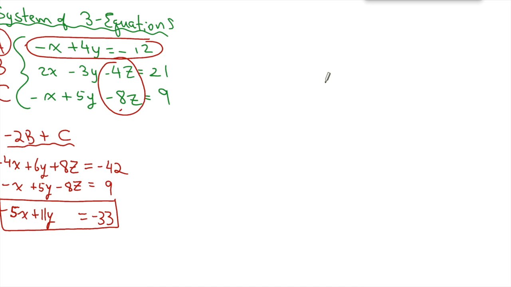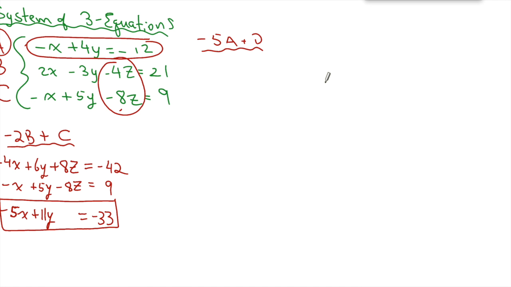So when you're looking at D and A, what letter do you want to get rid of? The X. The X would probably be easier than the Y, because this is a negative 1x and this is a negative 5x, and it's really easy to make a negative 1 into 5. Alright, so what do I want to do to A? Multiply by negative 5. So negative 5A plus D.